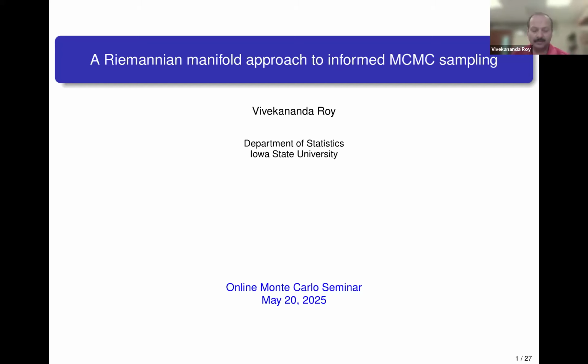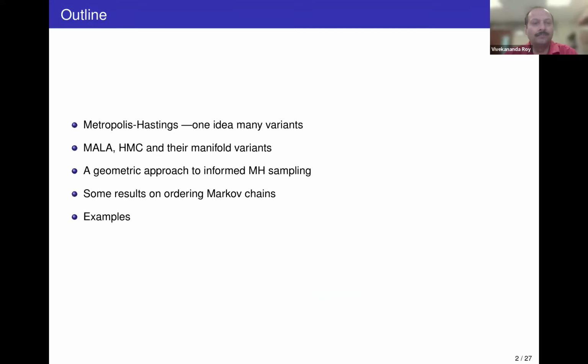And as you said, I'm going to talk about a Riemannian manifold approach to construct informed sampling methods. So here is a brief outline of my talk. I will begin with a brief description of the Metropolis-Hastings idea. And given the background of the audience here, I will keep that description pretty brief.